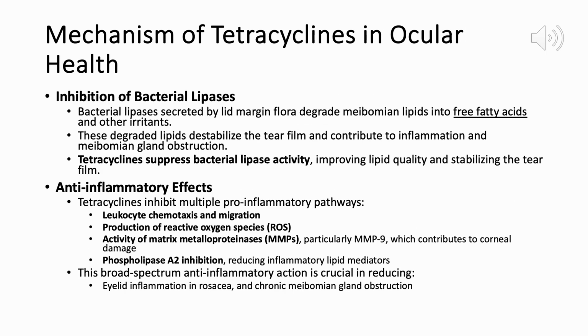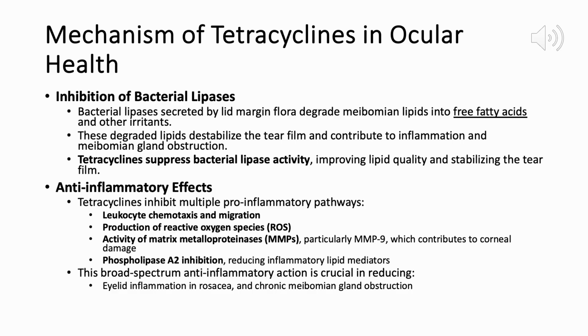This slide explains how tetracyclines, like doxycycline, benefit ocular surface health, particularly in conditions involving meibomian gland dysfunction and ocular surface inflammation. First, they work by inhibiting bacterial lipases. These enzymes are secreted by lid margin bacteria and break down meibomian lipids into free fatty acids and other irritants. These degraded lipids destabilize the tear film and promote inflammation, worsening gland obstruction. Tetracyclines suppress this lipase activity, leading to improved lipid composition and better tear film stability.